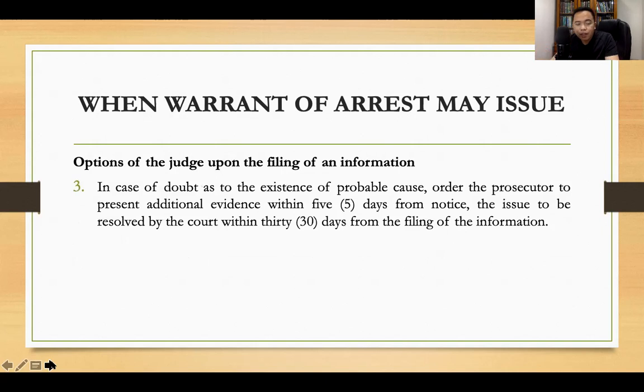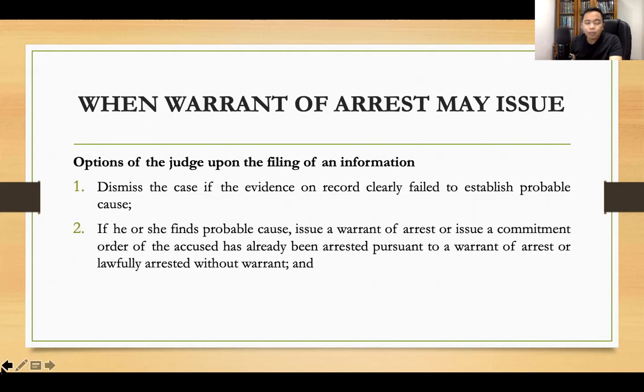Okay. Third, in case of doubt as to the existence of probable cause, the court may order the prosecutor to present additional evidence within 5 days from notice. The issue will be resolved by the court within 30 days from the time of the filing of the information.